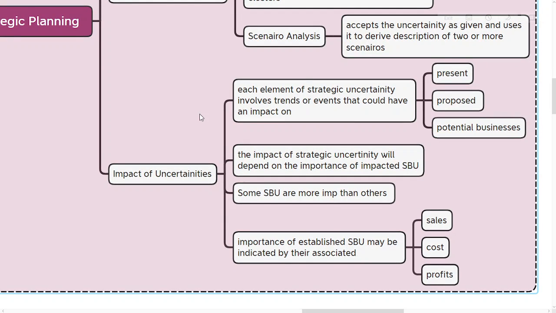The impact of strategic uncertainty will depend on the importance of the impacted SBU. Some SBUs are more important than others. Importance of established SBUs may be indicated by their associated sales, cost, and profits.